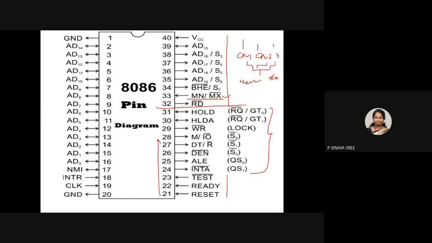Now let me go on. We are done with this, and we are done with read and reset. Then we need to start with the test pin.